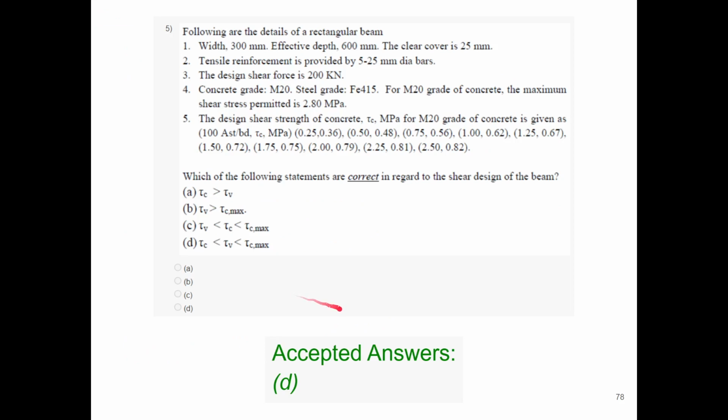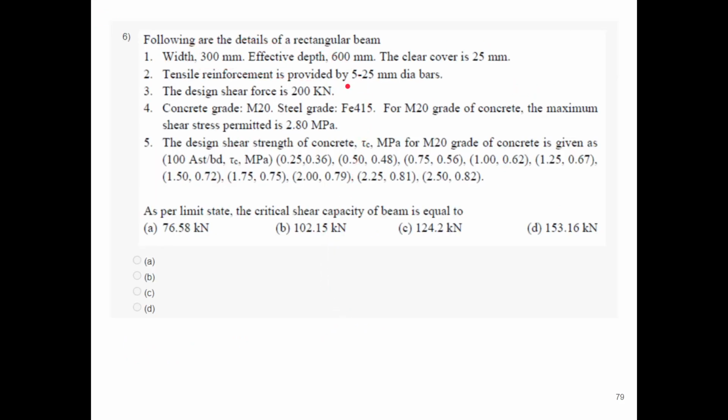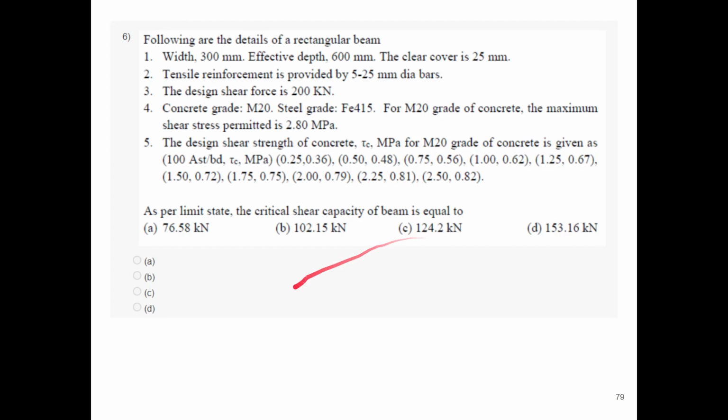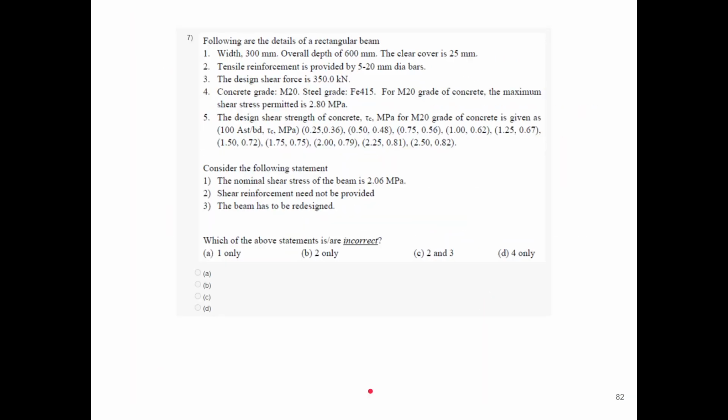So Vc will be 0.69 into 300 into 600. So as you can see, 0.69 into 300 into 600. So we will calculate all the parameters as per the last question, and just multiply with 300 and 600. It will be 124.2 kilonewton. So that is the C option. So C is the correct option. So as you can see, C is the correct option.